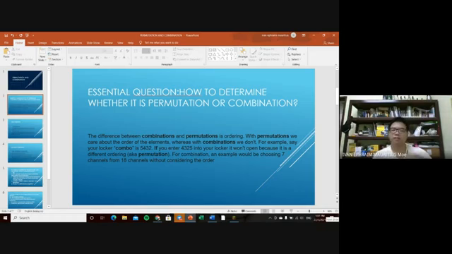5432. So let's say if you put 2345 or 2435 or so on and so forth, or even 4325, the lock will open because it is a different ordering, aka permutation. For combination, an example would be choosing 7 channels from 18 channels without considering the order.